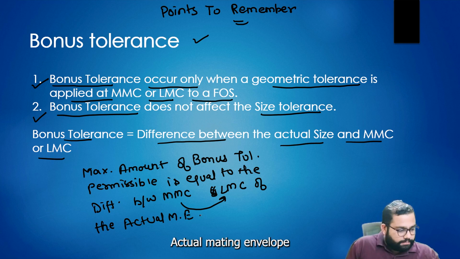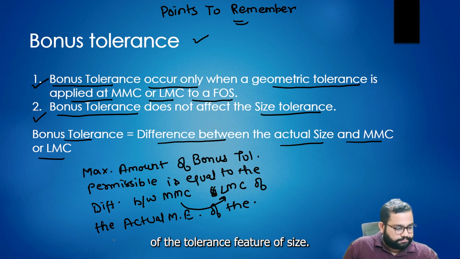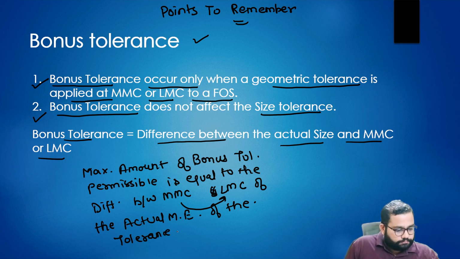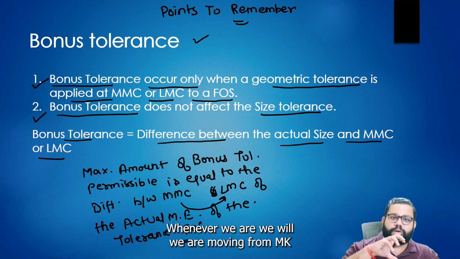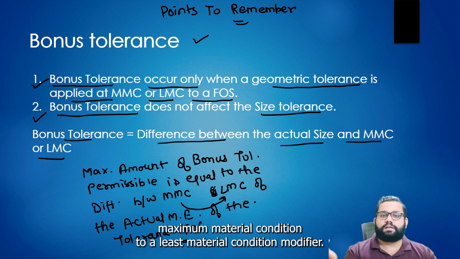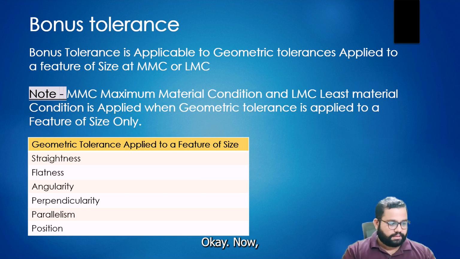Actual mating envelope of the tolerance feature of size. Okay, so this is very important, it is basically the difference between them, whenever we are moving from MMC, maximum material condition, to a least material condition modifier.